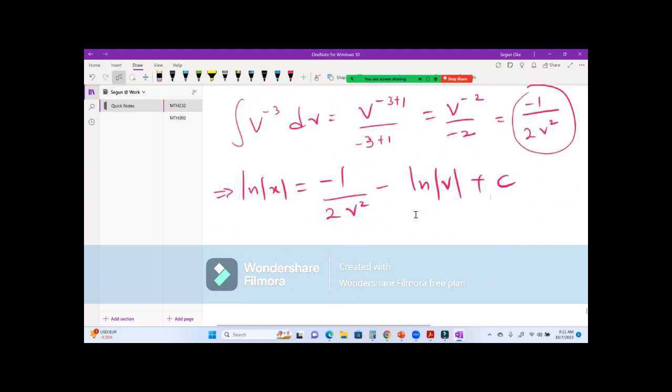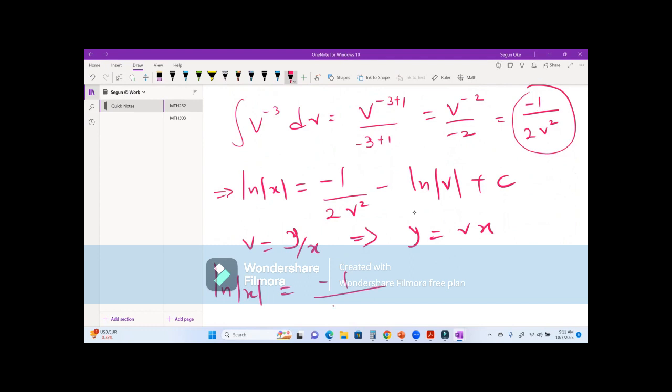Now, we have all our v here. What do we need? We need to substitute what is v. Everything must be in x and y again. V is equal to y over x, which implies y is equal to vx. So let's substitute where we see v now. What do we have? We have ln x equals minus 1 all over 2 into y over x all squared, minus ln absolute value of y over x plus c.